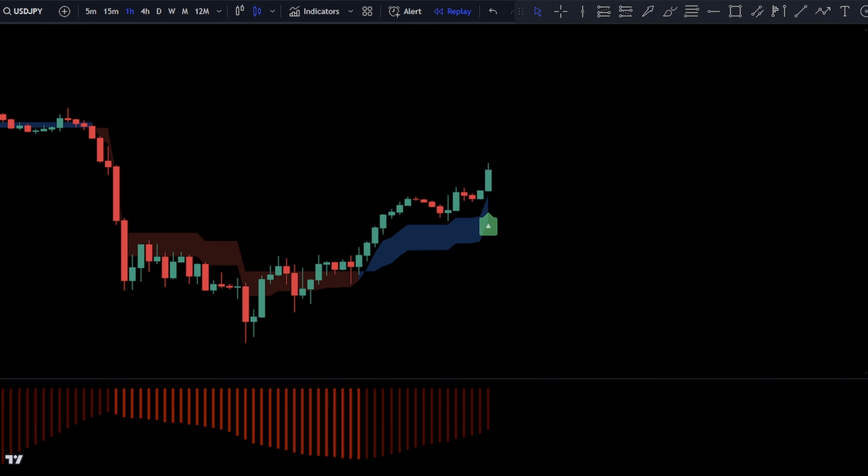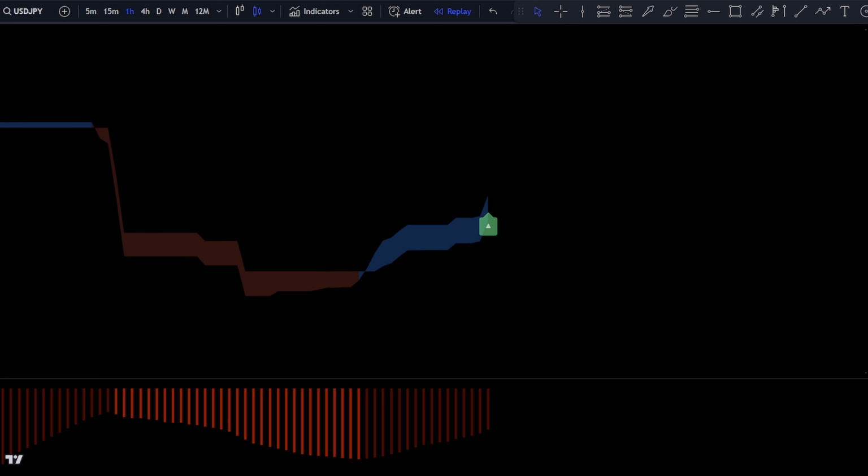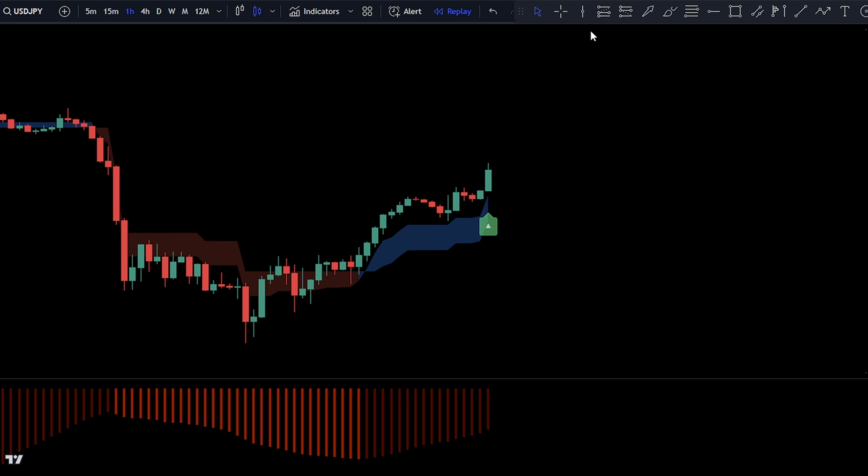Now, let's go through an invalid buy trade to highlight the importance of following all the conditions for a valid trade entry. In this example, we see a buy signal, which means our first condition is met. The NeoCloud is also blue, fulfilling our second condition. However, when we check the squeeze index, we can see it is red. This means our third condition is not satisfied, so we skip this trading signal.